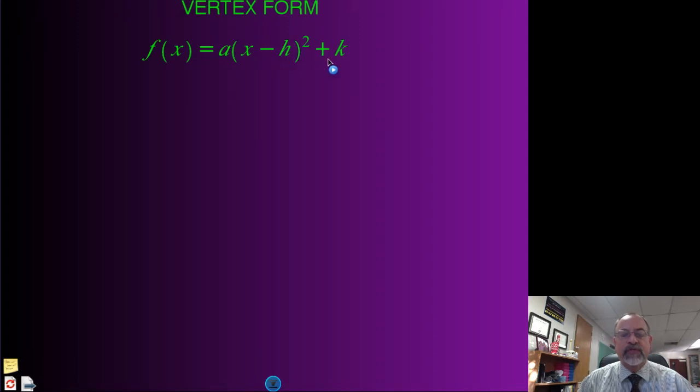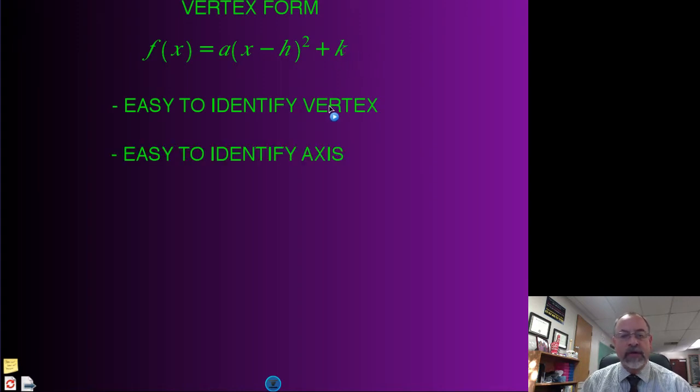So this would be the vertex form, and the reason that we want to use vertex form is because it gives us some information very quickly. It makes identifying the vertex very quick and easy because we know the x-coordinate is going to be the shift right or left. So the x-coordinate here is going to be this number here, which we call h. And then the y-coordinate of the vertex is going to be this value out here because that's the shift up or down. It also helps us to identify the axis, which is the line that goes down the center of the parabola. And it also makes it very easy to sketch a graph.